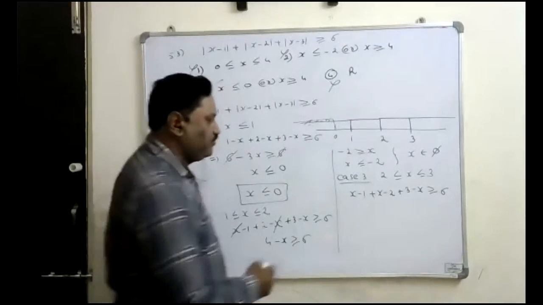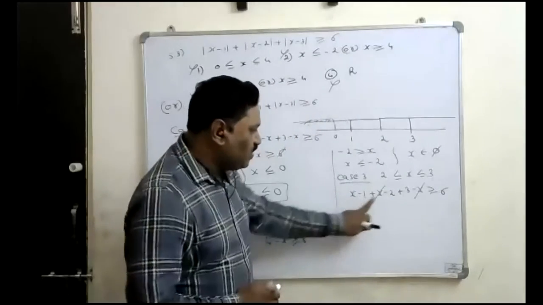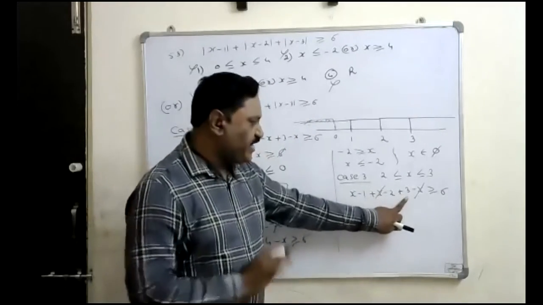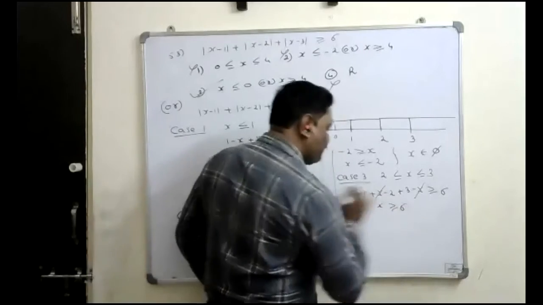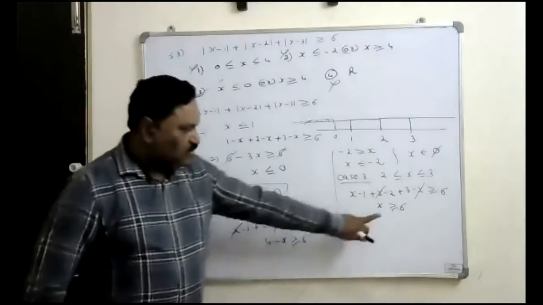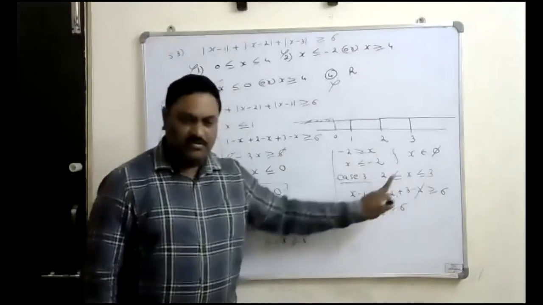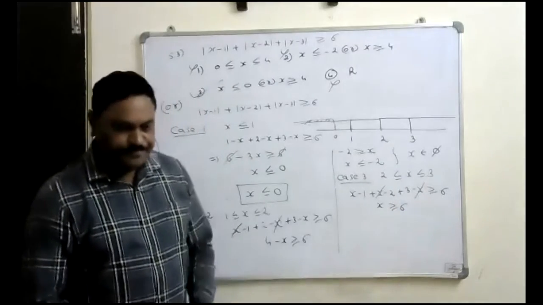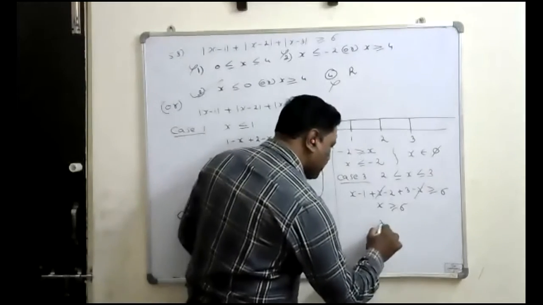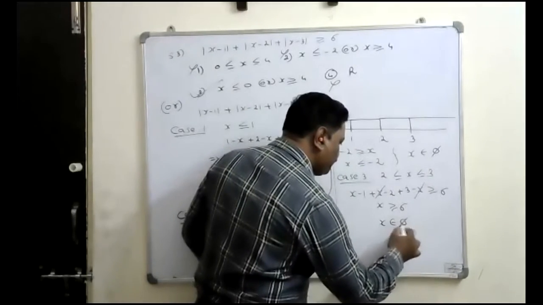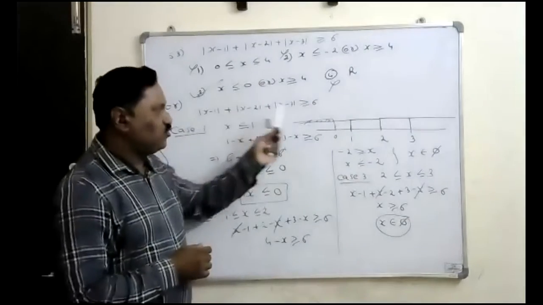Now here minus x plus x cancel. Then minus 1 minus 2 plus 3 gets cancelled. So we get x greater than or equal to 6. Here x is going to lie between 2 and 3. Is there any common value between them? No common value. Therefore, in this case x belongs to the empty set, which means in this case also there is no root.